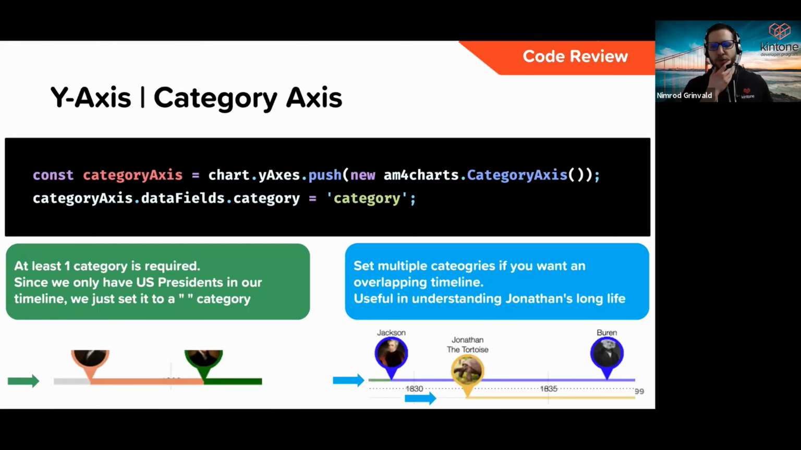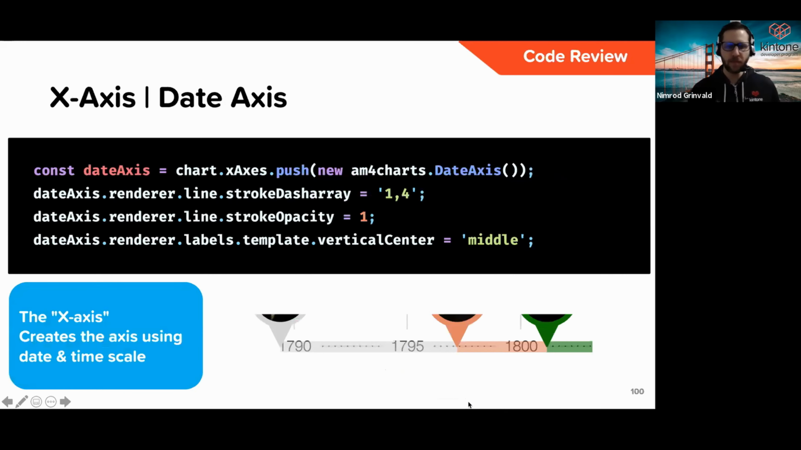In this case, Jonathan the tortoise was born in 1832, still alive, the oldest animal on land, over 189 years old. And just a heads up, we made the opacity 100% to clearly show these category segments. Now we've got the date axis. So this is the x-axis.